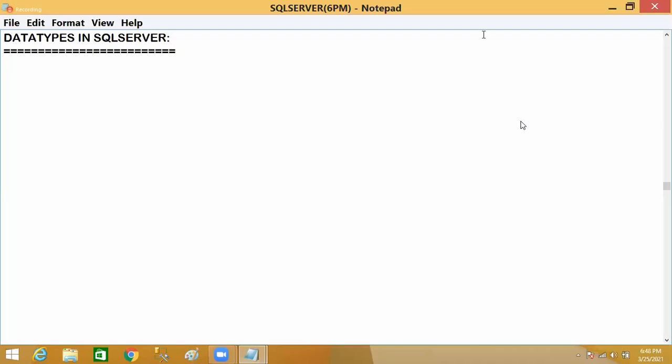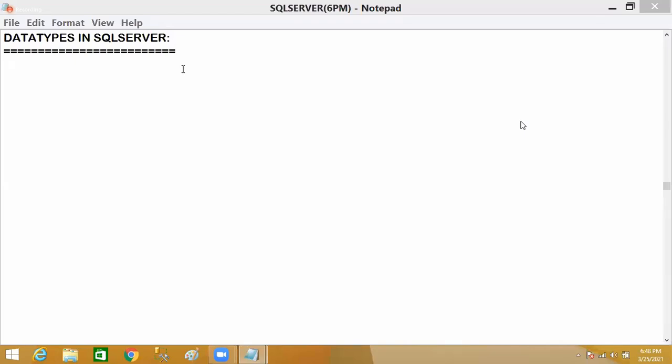Same way, here on the database side, the Oracle database has its own data types. SQL Server has its own data types. MySQL has its own data types. DB2 has its own data types. So like this, every database has its own data types, guys. That is the reason we should know which data types SQL Server supports. We should know it.